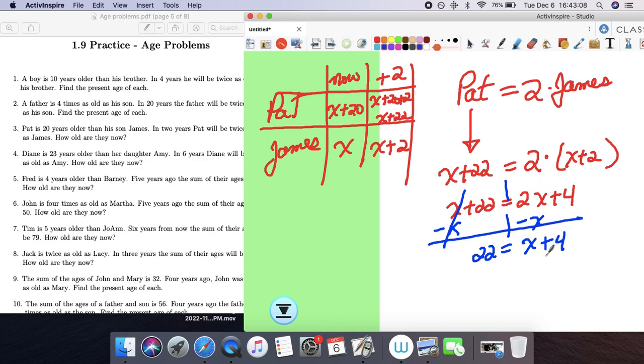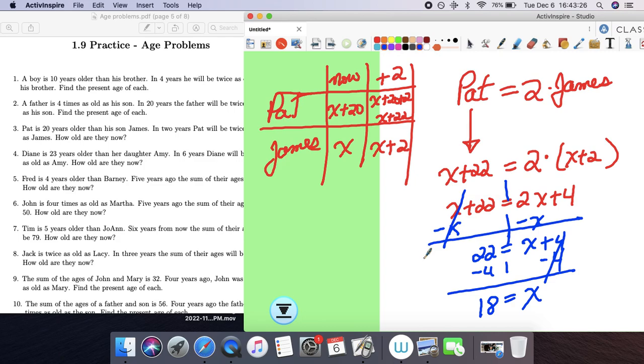We're going to subtract 4 from each side, right? Remember, we want to isolate our variable. We want x all by itself. So I get rid of the plus 4 by doing the additive inverse, which is minus 4. So that goes away, becomes 0. Now on the other side, 22 minus 4 is 18. So x is 18.